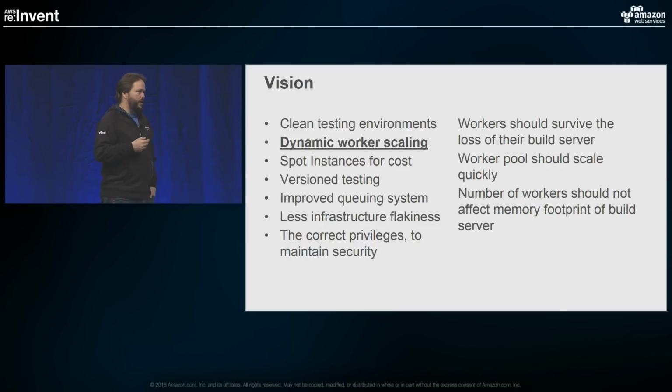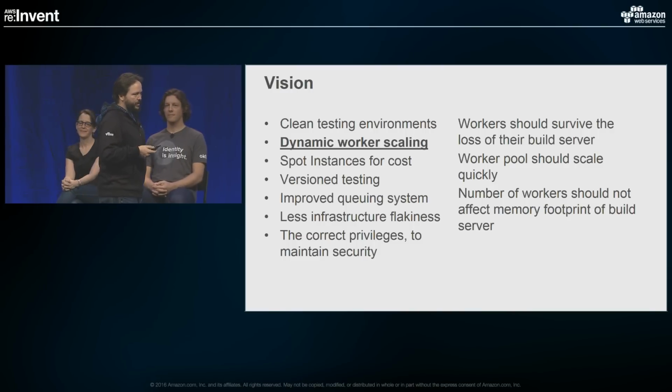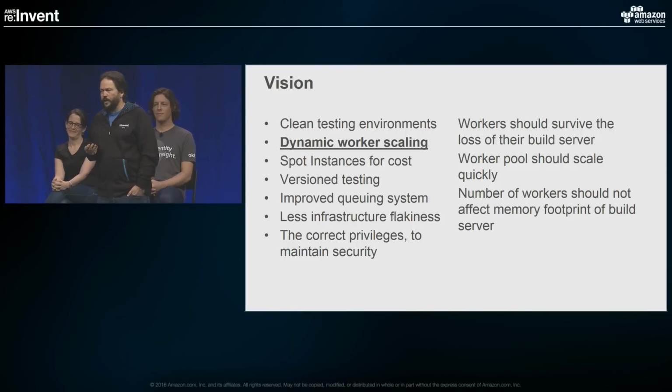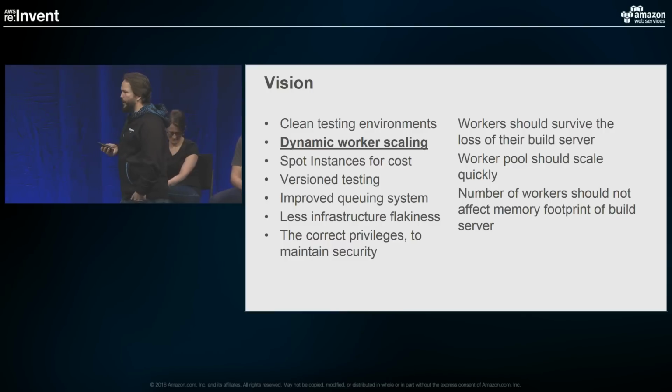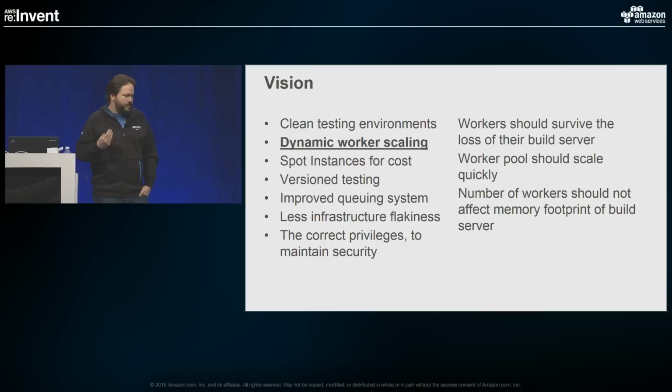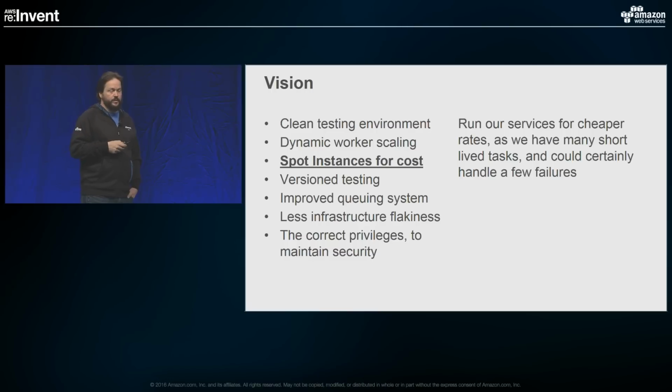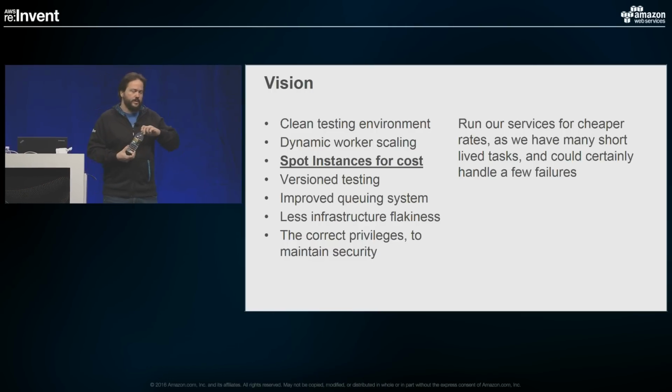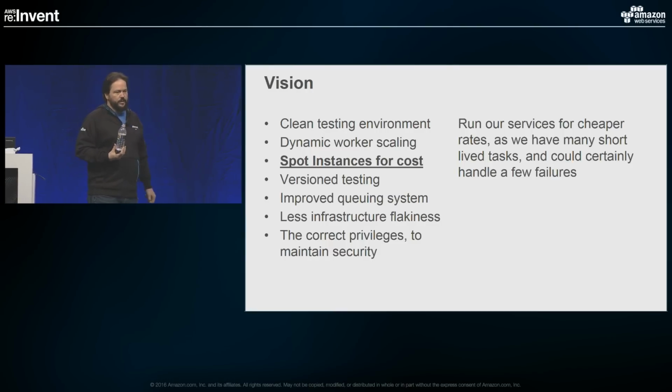Dynamic worker scaling. Workers should not be dependent on their build server. It needs to scale very quickly. You can't wait for 30 minutes for a very complex server to come up and be prepared to run tests. The number of workers shouldn't impact your main reporting server. The reporting server should be able to scale and not be affected by the number of workers. We wanted to move to spot instances for cost savings. Anyone who's looked at spot instances knows that you can save many-fold on the per hour costs by using them.